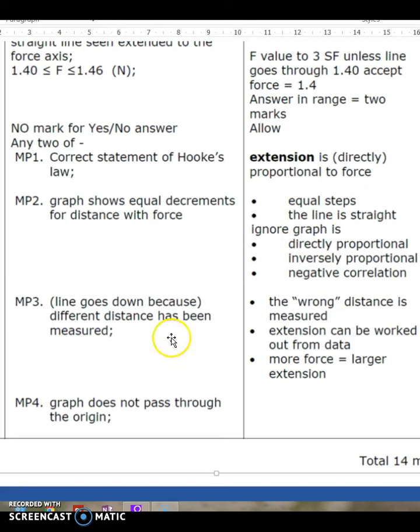Also, the line goes down because here it goes back to this idea that different distance has been measured. But the extension can still be worked out, or you've got this idea that more force is a larger extension. And no, it doesn't obey Hooke's law. The graph does not pass through the origin. So any of those 2 marking points gained your marks here. As I say, I think this was the trickiest bit of this question. Right, that's the end of the question, and there was 14 marks.